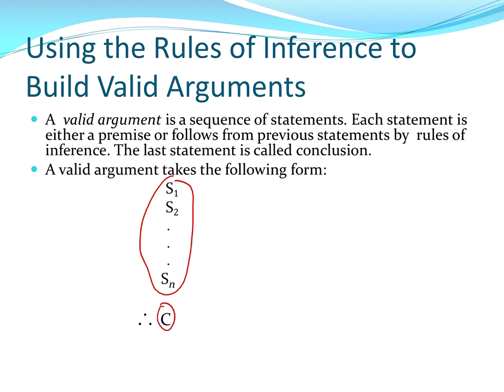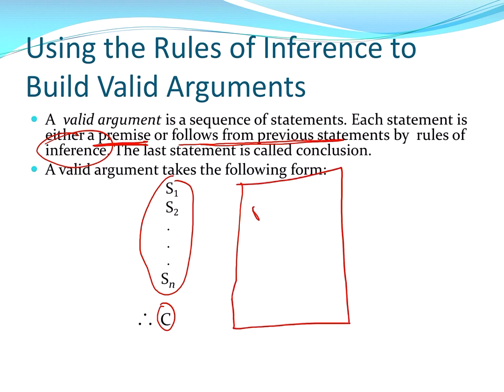Some of these statements will be premises that we've been given. Others of the statements will follow from the premises using the rules of inference. And whatever reason we have for knowing these statements, we're going to write it down over here. So in this box over here, we'll write down the reason that each S sub i is true, and also for C.